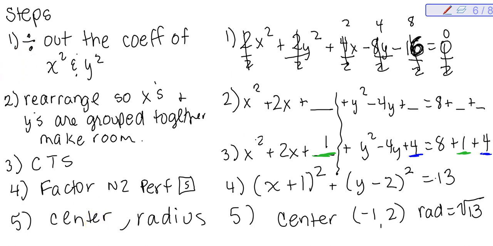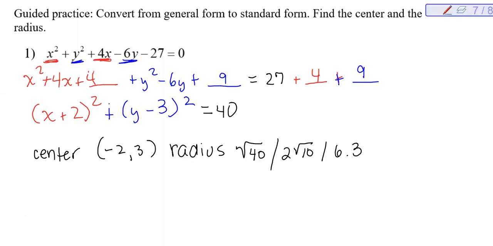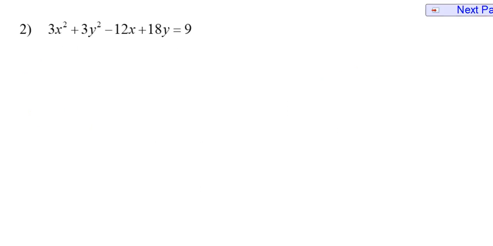Okay? All right. Questions? All right, let's see you try one. So if you check your work here, you will get down to the point where you have x plus 2 quantity squared plus y minus 3 quantity squared equals 40, identifying your center, negative 2, 3, and your radius, square root of 40. All right, then we have number 2.